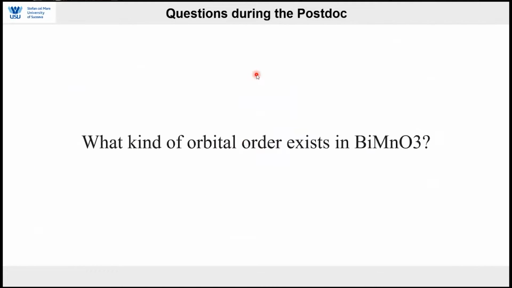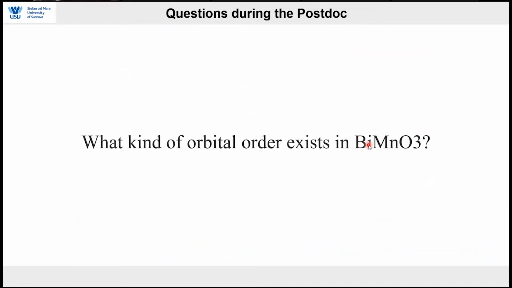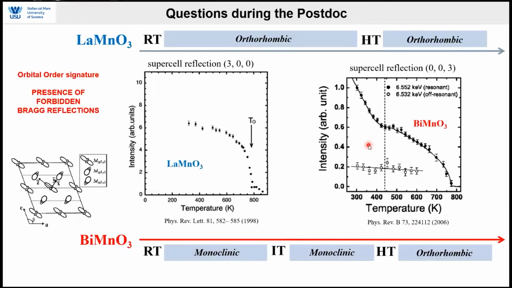Now, another question during my postdoc was, I looked at this material, bismuth manganese oxygen 3 (BiMnO3). The question was, what kind of orbital order exists in this material? Because I did my PhD in experimental physics, mostly I concentrated on scattering methods and looking at quantum magnets. By using scattering methods, these are methods I explained before.